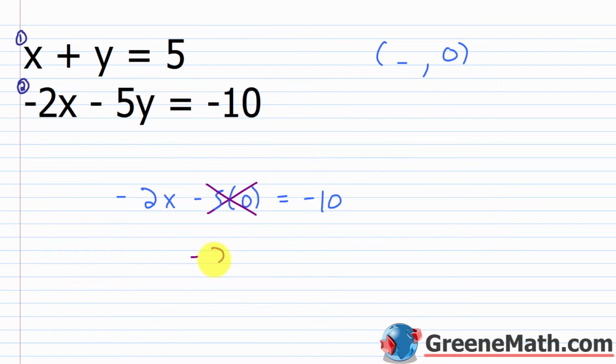I'll just have negative 2x is equal to negative 10. Divide both sides by negative 2. So this will cancel. Negative 10 over negative 2 is 5, so you'll have x is equal to 5. So I get 5, 0 as the ordered pair, as we already found. So any way you do it, you can solve for any variable in any equation to start, and you're going to plug in for that variable in the other equation.